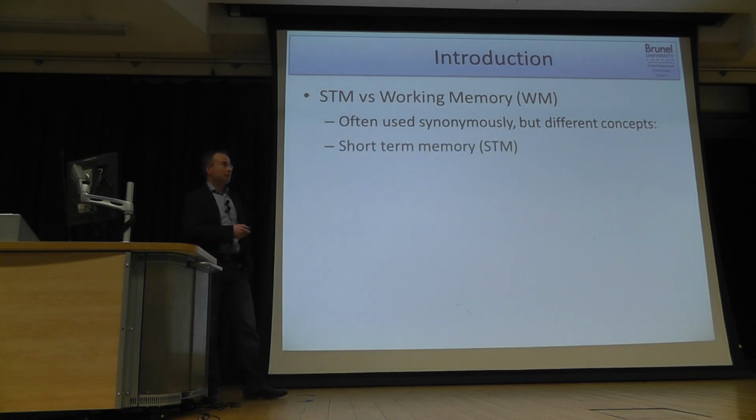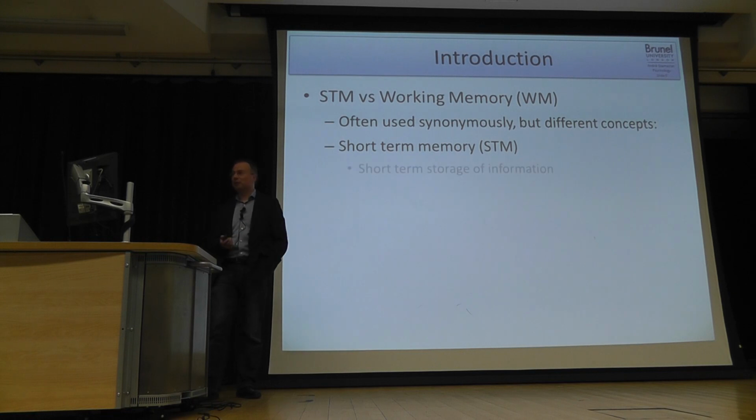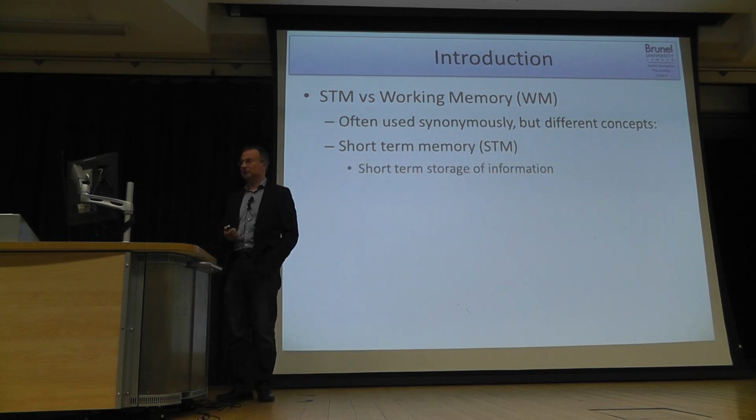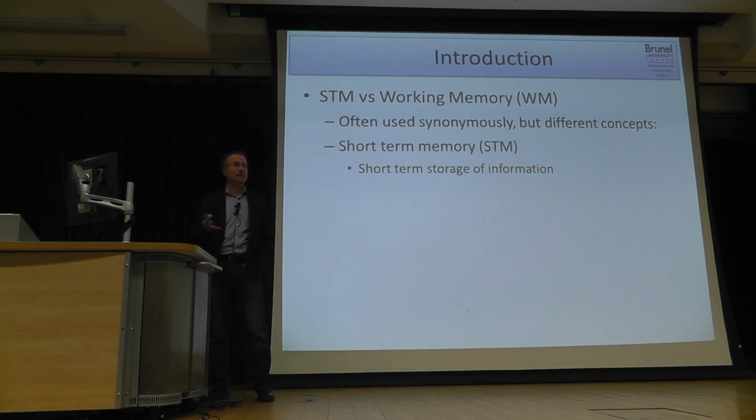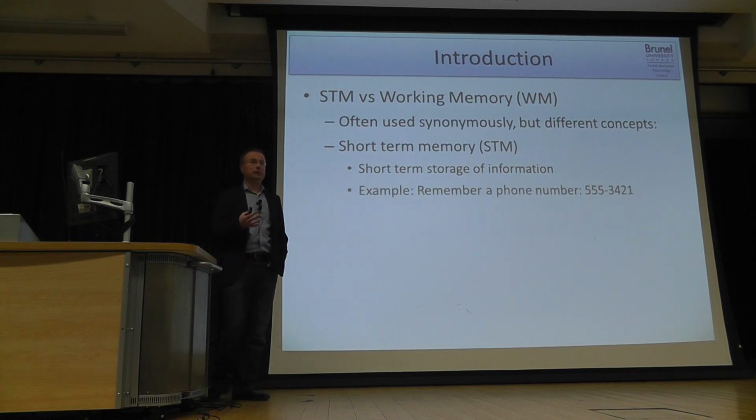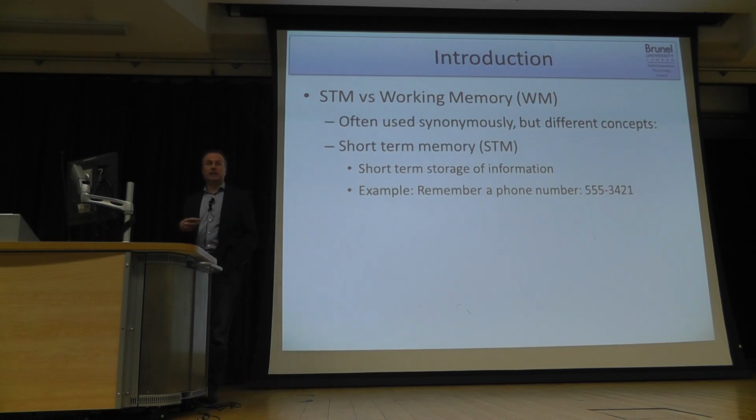And the difference is basically that short-term memory is really about the storage of information. So just keeping information in our memory, maintaining the information. So for instance, I could ask you to remember a phone number, 555-3421. And you have to keep it in your mind until you find a pen to write it down, or you can dial the number or something. So that would be short-term memory.